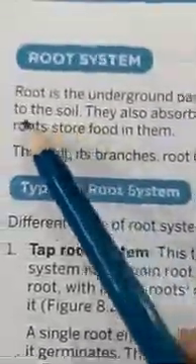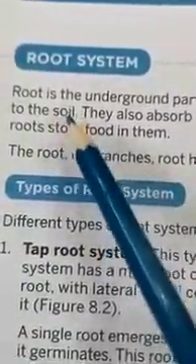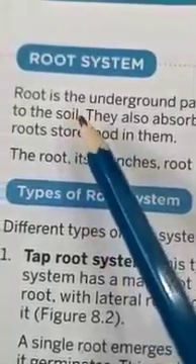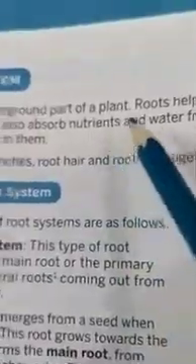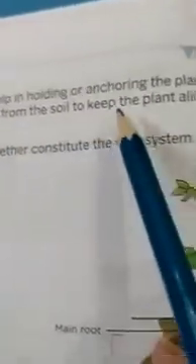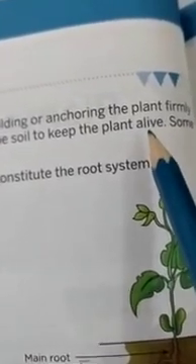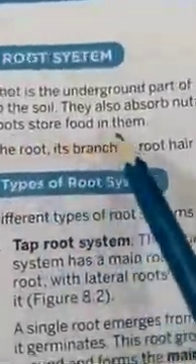Roots help in holding or anchoring the plants firmly to the soil. Dear students, we know very well that roots work as fixation. It just holds the whole plant firmly. They absorb nutrients and water from the soil to keep the plant alive. Some roots store food in them.